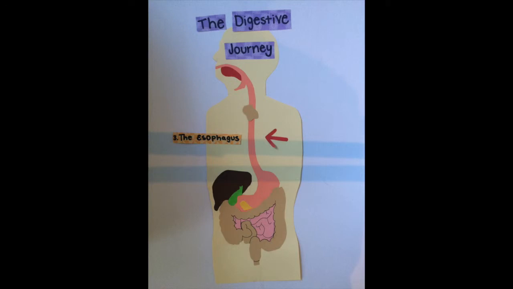Next up is the esophagus. A wave-like motion where muscles contract is known as peristalsis. This is what moves your food through your esophagus and will continue to move your food throughout the whole journey. It is very important.